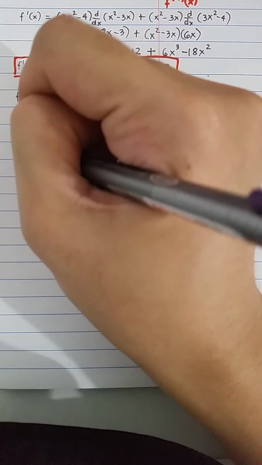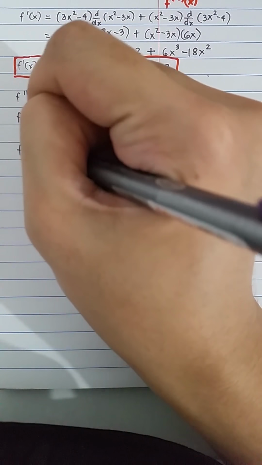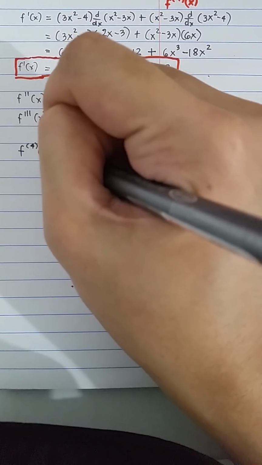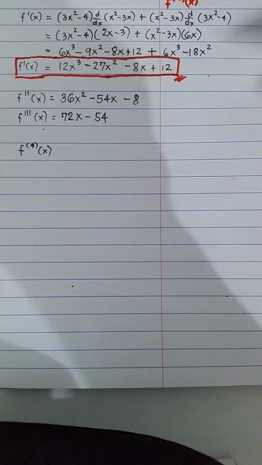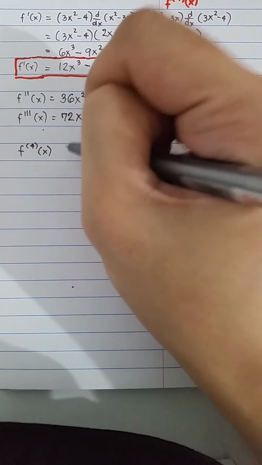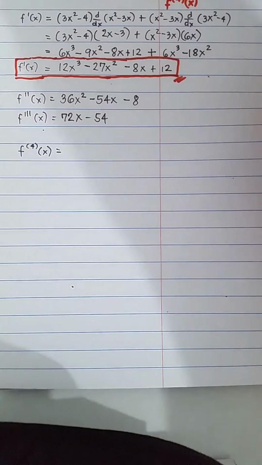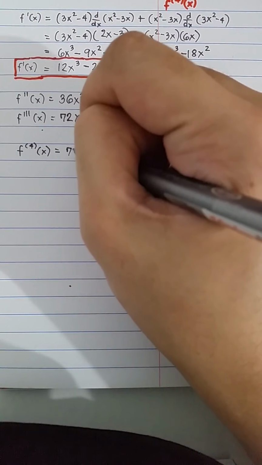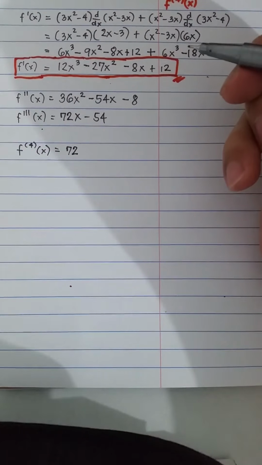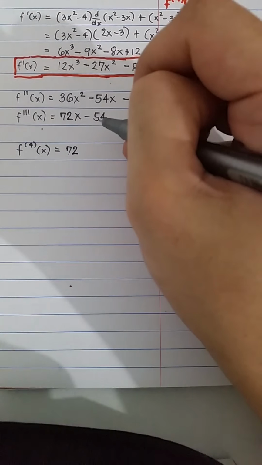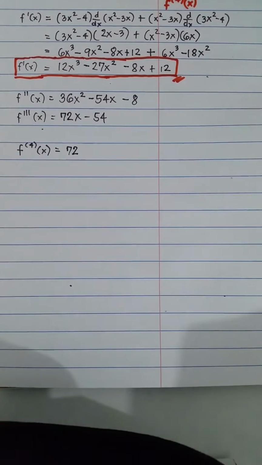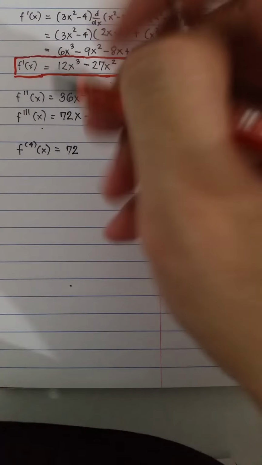And lastly, we have our f fourth of x. Okay, this is the fourth derivative, and the derivative of 72x is 72, applying the constant multiple, and the derivative of negative 54 is 0. So the fourth derivative is 72.